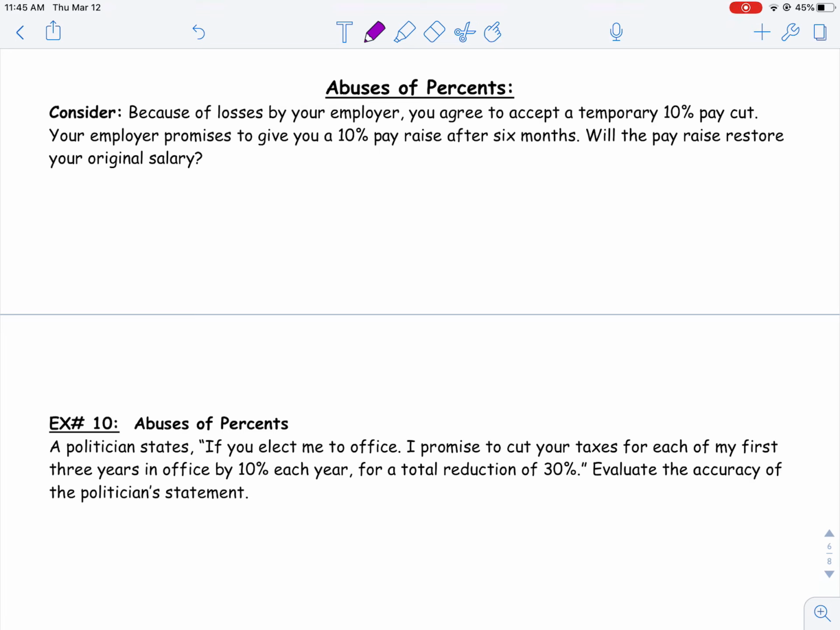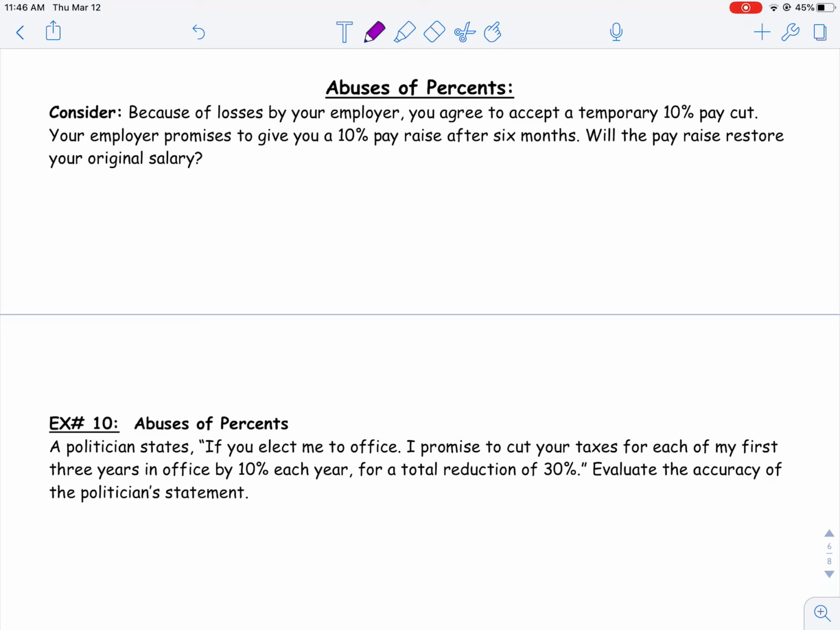statement or not. So it says here, because of losses of your employer, you agreed to accept a temporary 10% pay cut. Your employer promises to give you a 10% pay raise after 6 months. So will your pay be restored to the original salary? You're making a certain amount. You'd rather have a pay cut than lose your job altogether, so you accept a 10% pay cut. If your boss promises to give you 10% back, doesn't that almost sound like you should be back to where you started? 10 for 10? Okay, but you got to be careful.